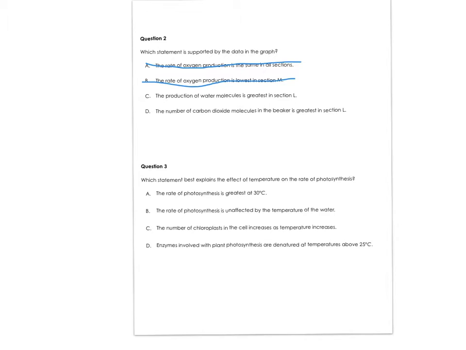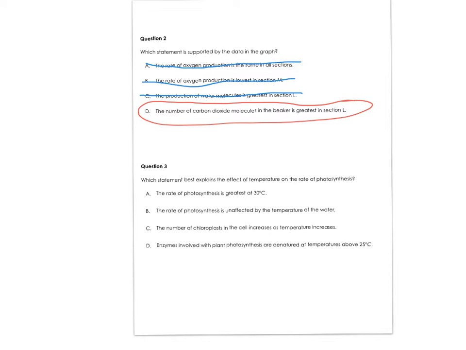And the production of water molecules is greatest in section L. Water is not produced by photosynthesis, so that's not an option either. Again, the same exact answer, same exact explanation. Now, this is a little different, and it says the number of carbon dioxide molecules in the beaker is greatest in section L. That's true, right? So that's the answer that's actually true, that carbon dioxide molecules are greater in section L than they would be in any of the other sections of the graph. If you know what's happening in photosynthesis, and you know how to read the graph, then it shouldn't be a problem.